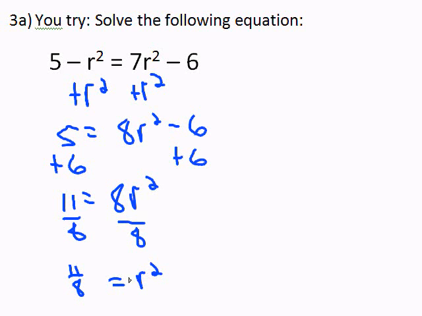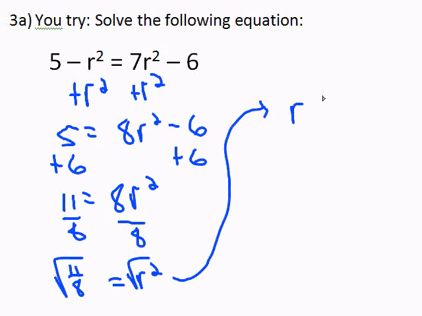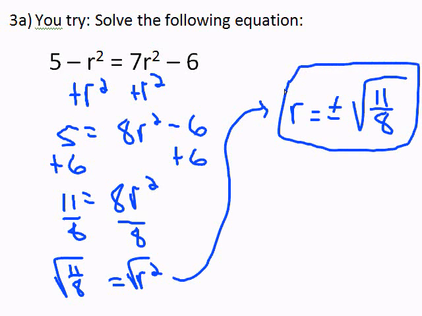And to get rid of the square, we're going to take the square root of both sides, giving us in the end r, is equal to plus or minus the square root of 11 over 8. We're going to leave our answer just like that, again, for this class.